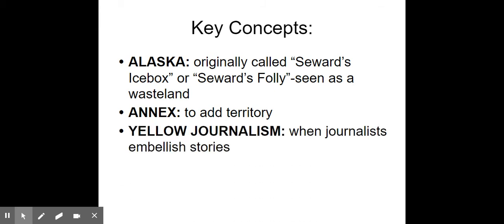Yellow journalism. This is going to be a key concept in the Spanish-American War, okay? Because I told you the Maine blows up. We're not quite sure what happened with the Maine. Chances are it was a boiler explosion on the ship. But when the journalists get the story, they're going to say it was a torpedo from Spain, okay? It was a torpedo from a Spanish warship. That's what blew it up, and that's why we need to get involved in the Spanish-American War. So yellow journalism is when journalists embellish stories.